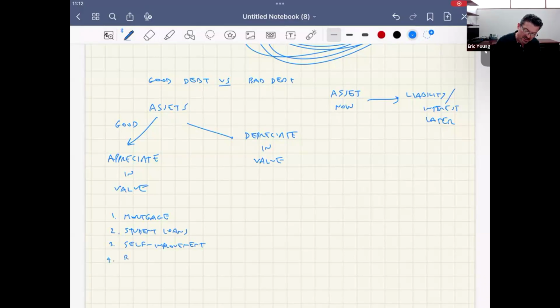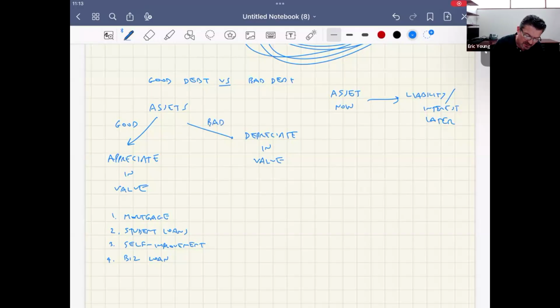There are some people who would say that a business loan could be good debt. To me, it's sort of risky, but it's a viable idea. It would come down to, are you taking on the debt with a definite plan that you think has a good probability of growing your business's value? Okay, so those are some assets that might appreciate in value.